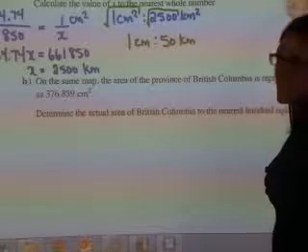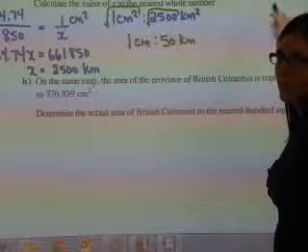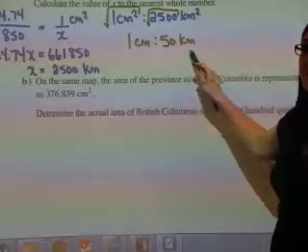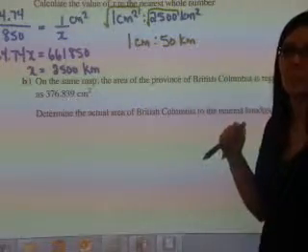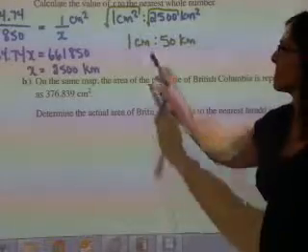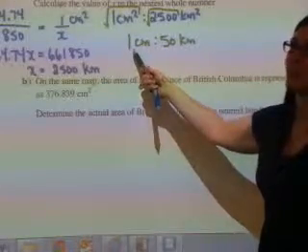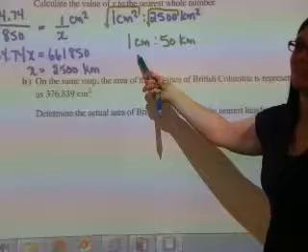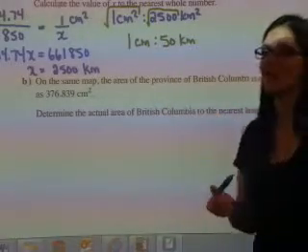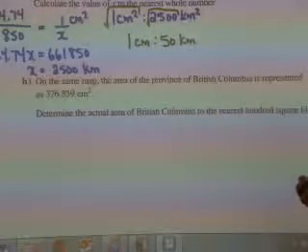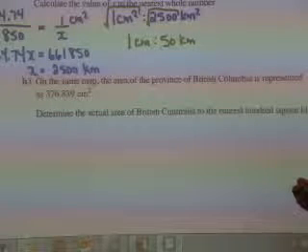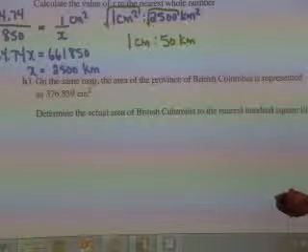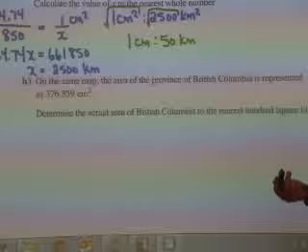But do I have units in this form? No, so I need to write them in the same units. Do I write them both in centimeters or both in kilometers? Centimeters, because this is already 1. So how do I go from 50 kilometers to centimeters? Times by 1,000 and times it by another 100.